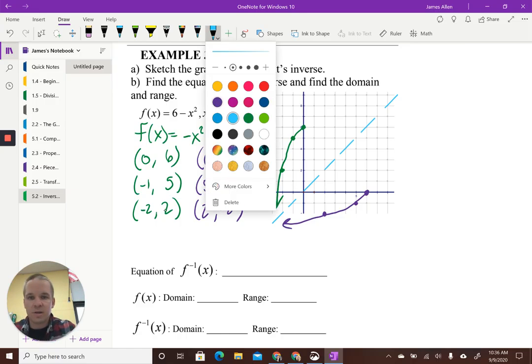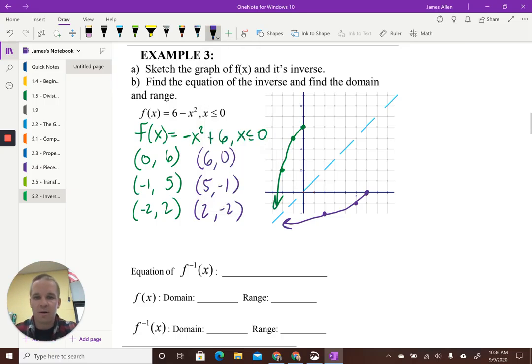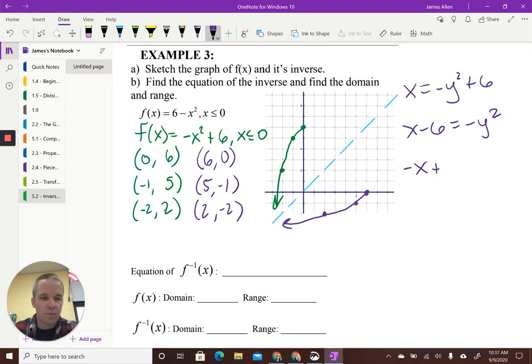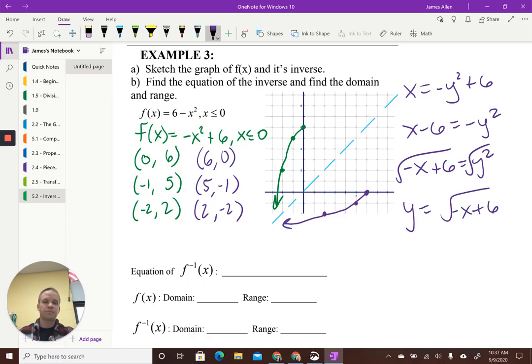So when I find the equation, and I will do that in purple because that's the way I graphed it, I'm going to have x equals -y squared plus 6, and I'm going to resolve it for y. So I'm going to subtract 6 over. I'm going to change my sign, so I'm going to have -x plus 6 equals y squared, and then I'm going to square root everything. So I'm going to have y equals the square root of -x plus 6.